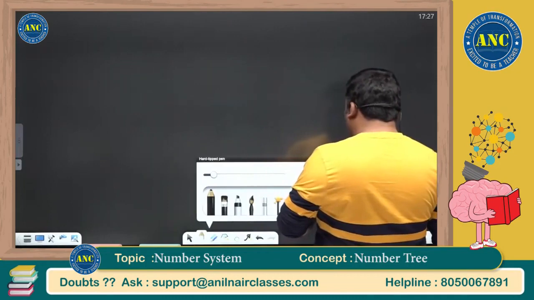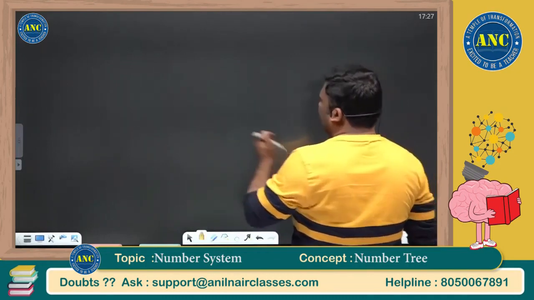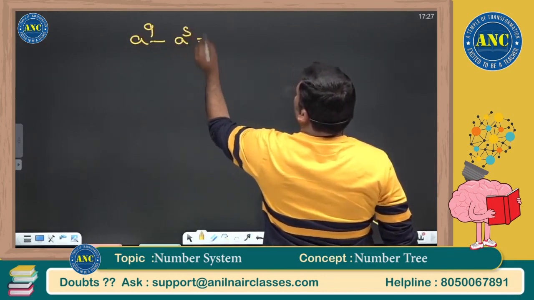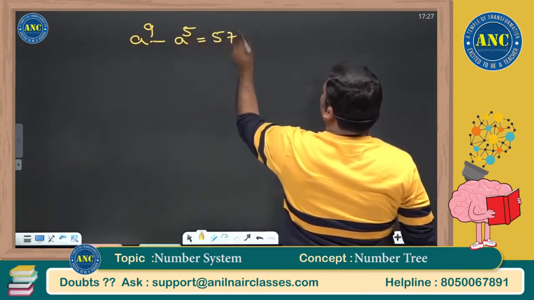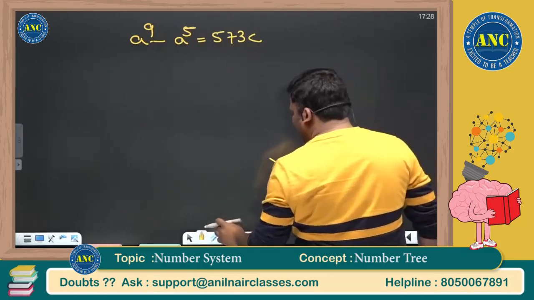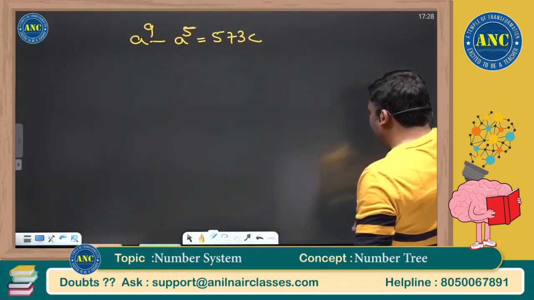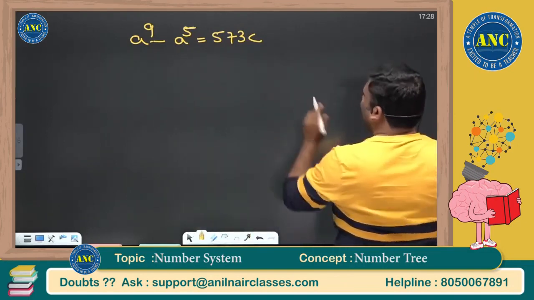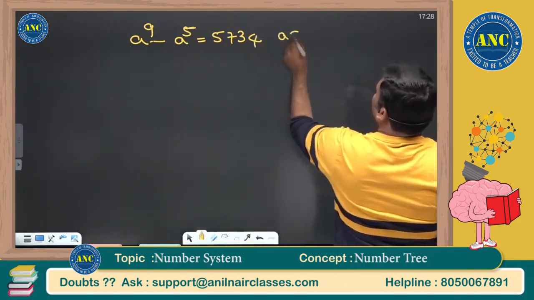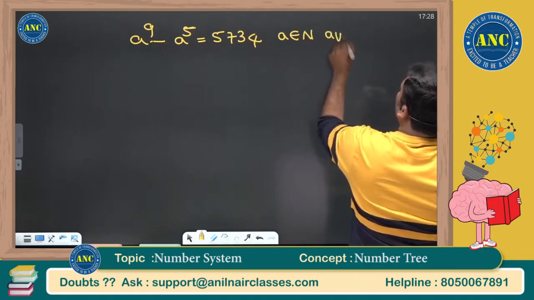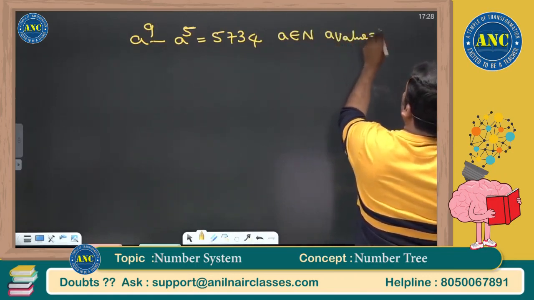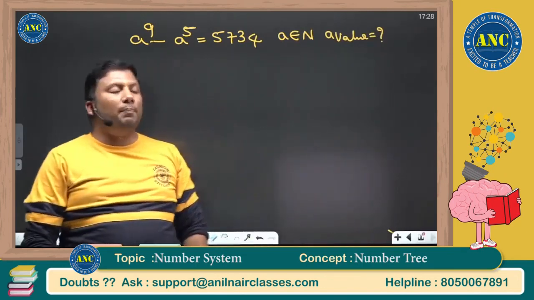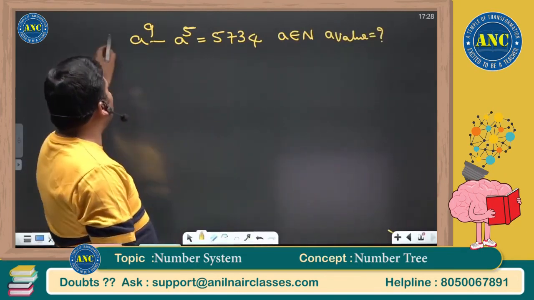Second question: what if the right hand side is an even number? A power 9 minus A power 5 equivalent to 5734. Beautiful question. We will solve it in the class, and more than the problems, we will solve it in a very unique way. A is a natural number. How many values will A take? A power 9 minus A power 5 equivalent to 5734.